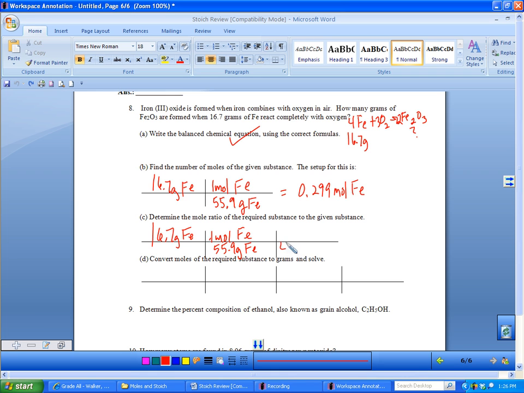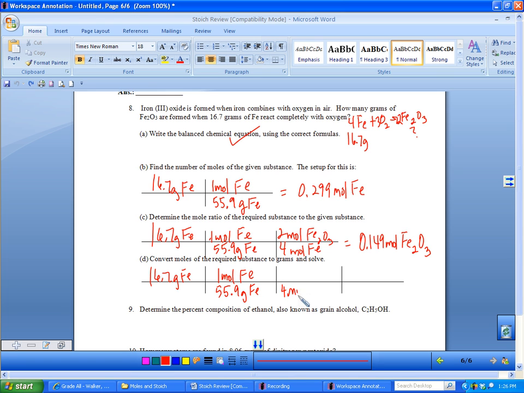And in my balanced equation, there are 4 moles of Fe for every 2 moles of Fe2O3. So that's going to give me 0.149 moles of Fe2O3. All right, and then convert the moles of the required to grams. So that's my last step. So 16.7 grams of Fe. 1 mole of Fe is 55.9 grams of Fe.